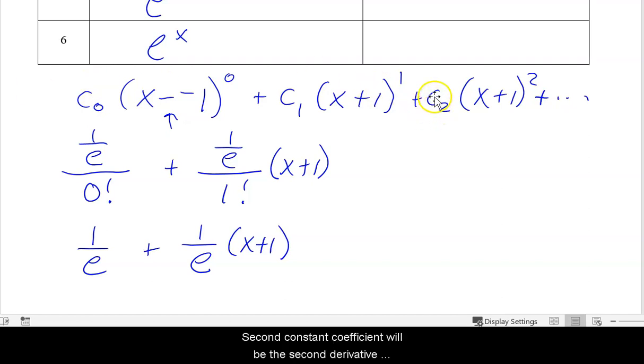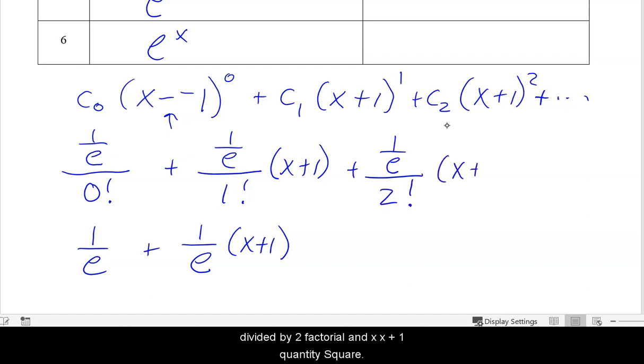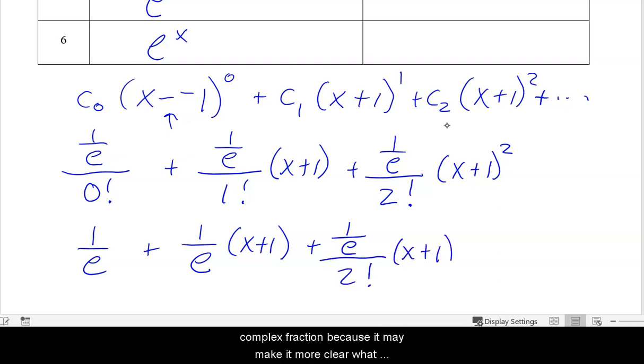The second constant coefficient will be the second derivative at the center, which is also 1 over e, but it is now divided by 2 factorial and multiplied by x plus 1 quantity squared. You may want to leave it in this form even though it is a complex fraction, because it may make it more clear what the pattern is as we develop it.